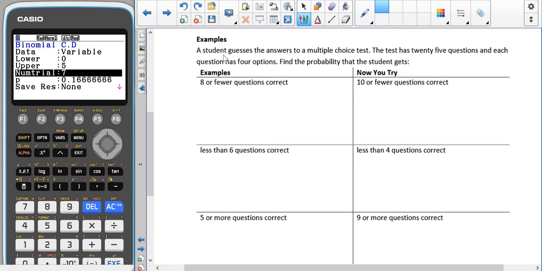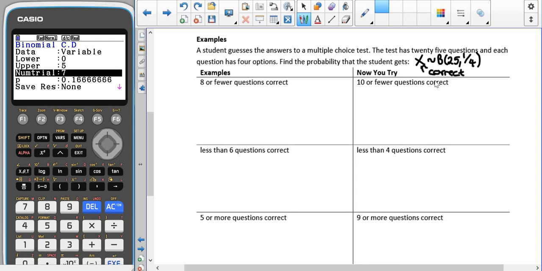So here we have a student guesses the answer to a multiple choice test. The test has 25 questions and each of them has 4 options. So for this distribution, we have 25 questions. So we have X squiggle B. The number of trials that we have is 25. And because there's 4 options and only one of those 4 options is going to be correct, that means that the probability that they get it right by just guessing is going to be 1 out of 4. So this X is that they get the answer correct.